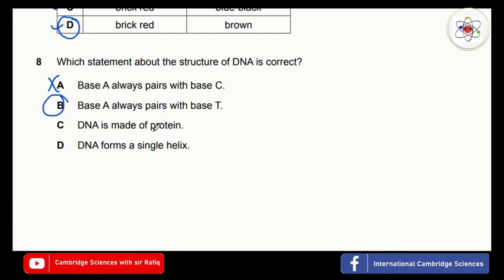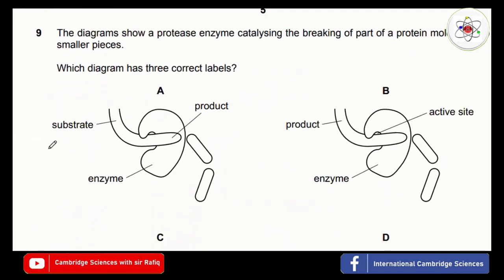DNA is made of proteins. Not all, or no part of DNA is made of proteins. And DNA forms a single helix? No, it forms a double helix. So the answer is B. Moving on to the next question.